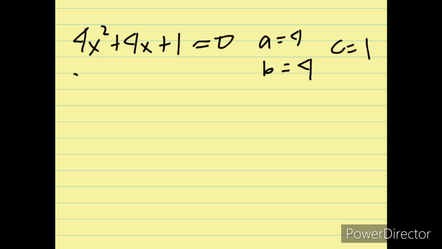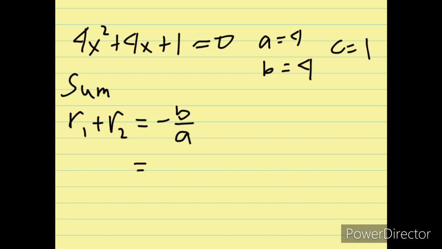Okay. Now, we are now going to solve the sum of quadratic equation. Again, using the formula r sub 1 plus r sub 2 is equal to negative b over a. So what is our b? Our b is 4. Copy the sign, negative, over our a is 4. So, negative 4 divided by 4 is negative 1. Therefore, the sum of the quadratic equation 4x squared plus 4x plus 1 equals 0 is negative 1.